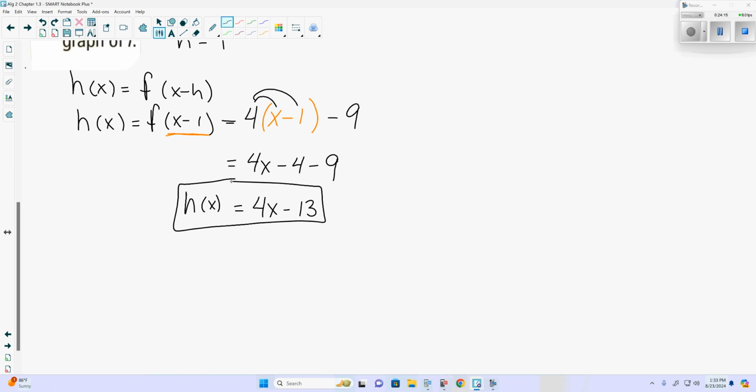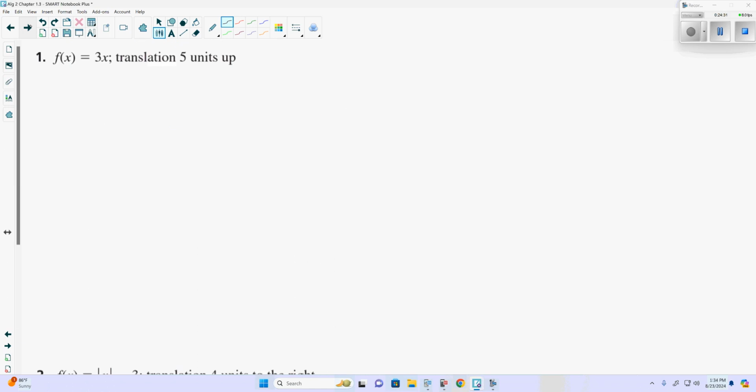Questions on any of these steps or anything we've done so far? Feel good for the most part? Nothing too over the top yet? Let's look at this one here. F of x equals 3x. And we want to move it up 5. We want to translate it 5 units up.